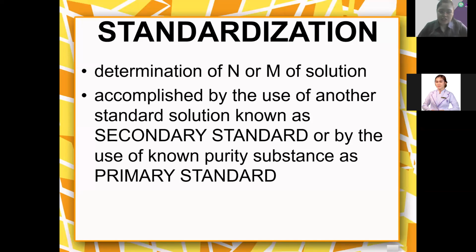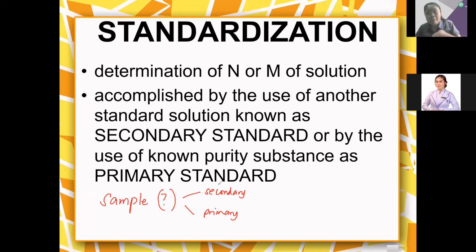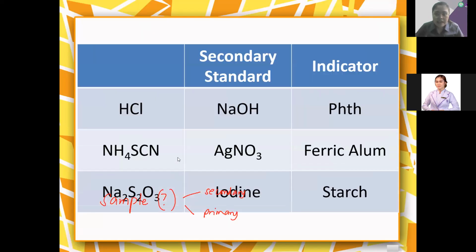So sa standardization, either we use a secondary standard or a primary standard. So you have there your sample. This one is the unknown. Unknown yung kanyang concentration. And before we can determine the concentration of this sample, either we use a secondary standard or a primary standard. So meron talaga siyang kapartner na another substance. Okay? Now let's differentiate the two.